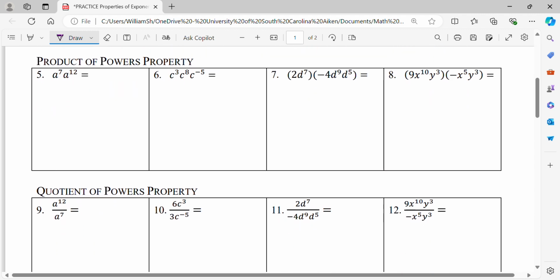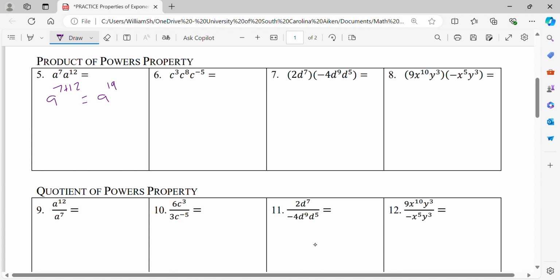Let's look at the product of powers property here. Now here I have a to the 7th times a to the 12th. We know that if 2 bases are the same and they're multiplied, we can just add their exponents. So this is essentially just a to the 7 plus 12 in the exponent. Now 7 plus 12, that is 19. So we really just have a raised to the 19th power.